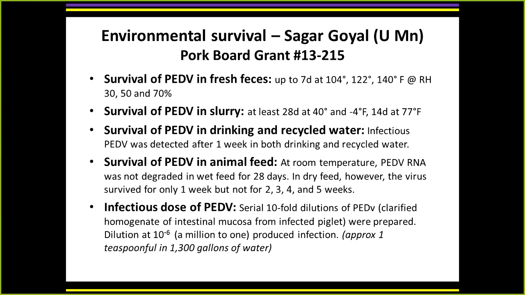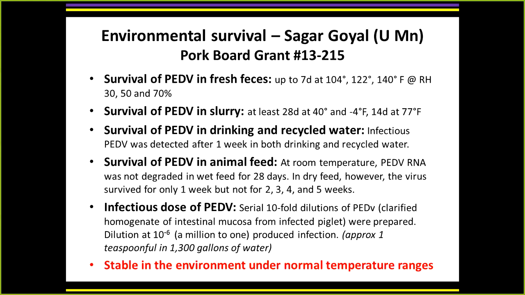It takes a very, very tiny amount of this virus to infect pigs. Diluting piglet diarrhea down to see what the lowest dose would be that would cause infection, it has been confirmed at 10 to the -6. The easiest way to think about that is if you took a teaspoonful of baby pig diarrhea and diluted it in 1,300 gallons of water, you now have 1,300 gallons of infectious material. Basically, the bottom line of all of this is this virus is stable in the environment under almost all normal temperature ranges, and for time unknown, but certainly days to weeks.